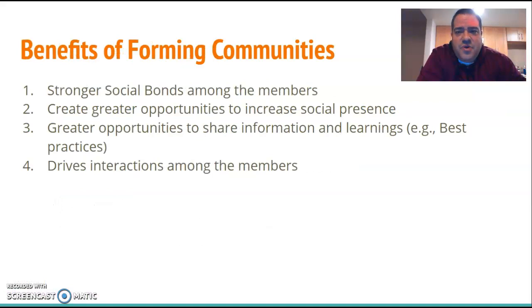bond helps to not only create a stronger bond among the members, it also increases the potential of social presence among all its members because people know, hey, someone's there, someone's active, someone's going to respond to my question or to my thought or idea, which means there's greater opportunities to share information and there is greater interaction among the members in a variety of different ways. So there's a lot of benefits in forming communities, which ties back nicely as well, not only to community building, but also to active learning strategies as well, which you're going to be reading about in your other paper this week.